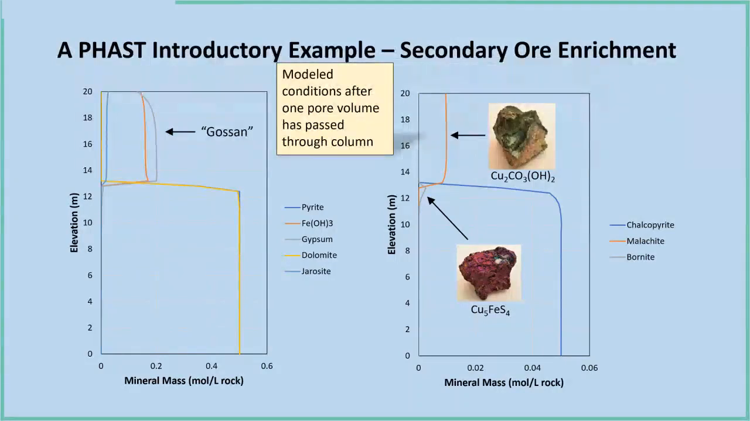In the underlying saturated zone, pyrite and chalcopyrite remain and maintain reducing conditions favorable for the formation of secondary sulfide minerals. Bornite, for example, starts to form an enrichment layer right at the water table, where downward percolating water from the unsaturated zone containing concentrations of copper encounters reducing conditions.